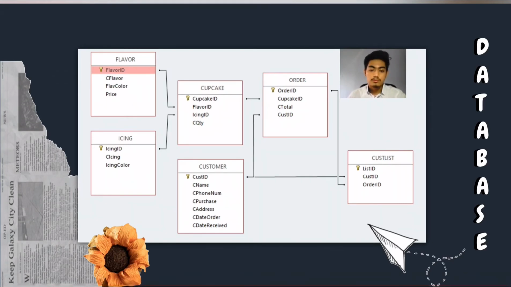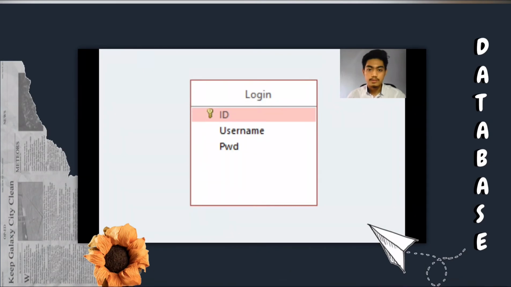Okay, so I'm going to proceed with the next database, which is the login database. In the login database, it only has one table for the login function. As you can see here, the ID is the primary key for the login table. It doesn't have any relationship because there's only one table.